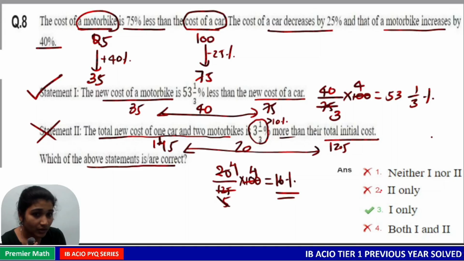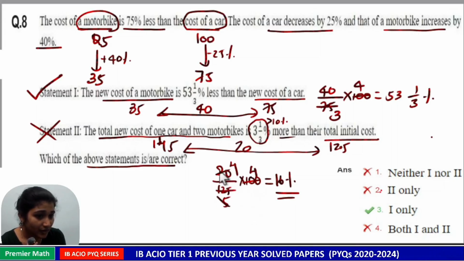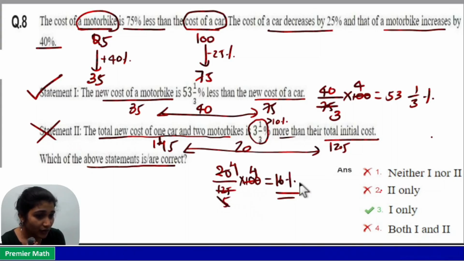Now, if you want to find the proper percentage in statement 2, here 20 is how much percentage of 125? This is 16 percentage. That is, instead of 3 and 1 by 3 percentage, it should be 16 percentage.